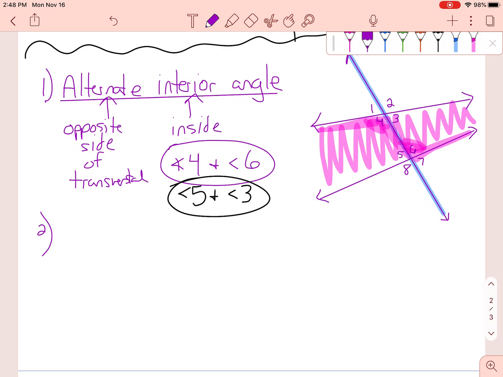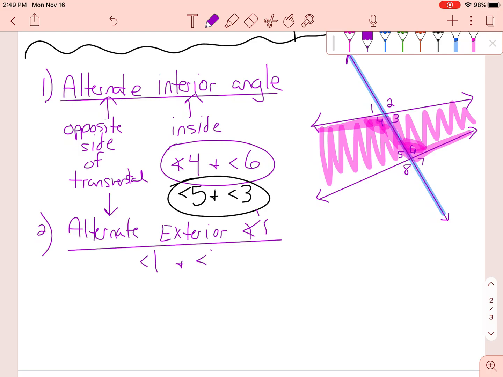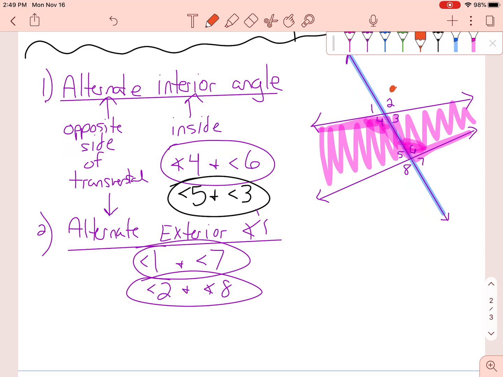The second type of angle that we're going to be talking about is alternate exterior angles, and that's exactly what it sounds like. Opposite sides of the transversal. Exterior means on the outside. My example of this would be angle 1 and angle 7. Another example would be angle 2 and angle 8. Again, you can see one of them is on the right side of the transversal, one is on the left side. One's on the top piece of your sandwich bread, one's on the bottom piece, and they're both on the exterior of your sandwich.